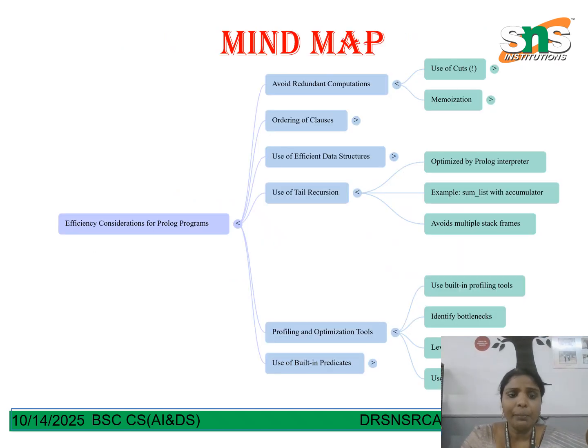So finally, the mind map of this efficiency consideration for Prolog programs. First, we have to avoid redundant computations, ordering clauses, use of efficient data structures, use of tail recursion, profiling and optimization tools, use of built-in predicates. To avoid redundant computations, we use the cut symbol and memoization. In the use of tail recursion, we use optimization by the Prolog interpreter. For example, we saw the sum list, which avoids multiple stack frames. So this is the mind map for the efficiency considerations for Prolog programs.